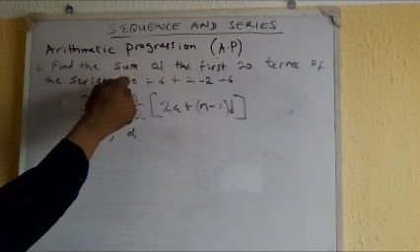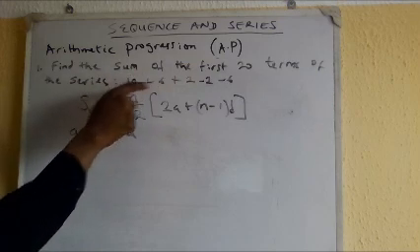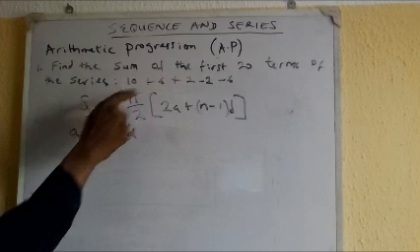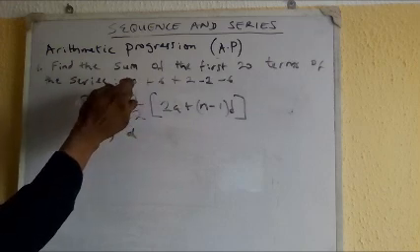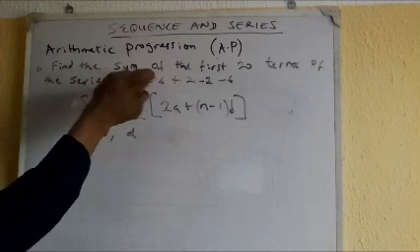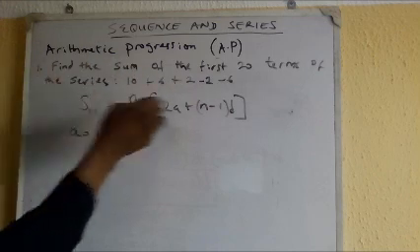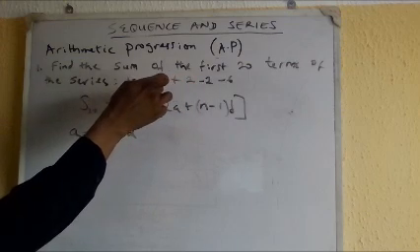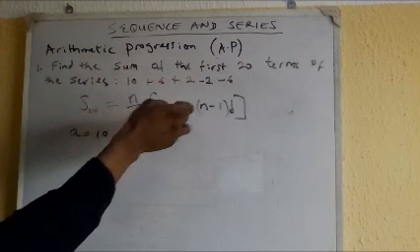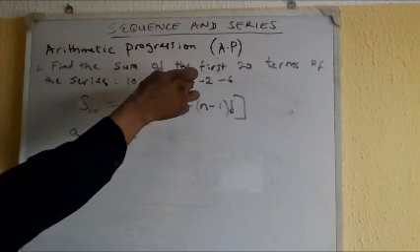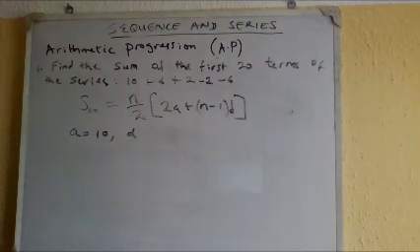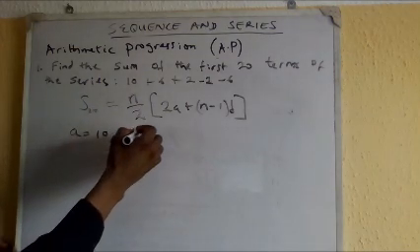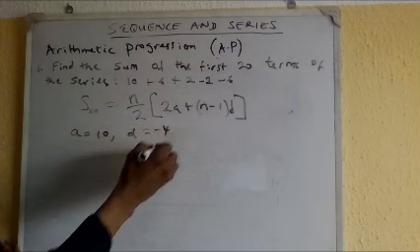That's the term that comes before it. Don't say 10 minus 6. Don't start from it again. Let this one be the last one. 6 minus 10 is minus 4, or 2 minus 6 is minus 4, or minus 2 minus 2 is minus 4, and so on. So the common difference d is minus 4.